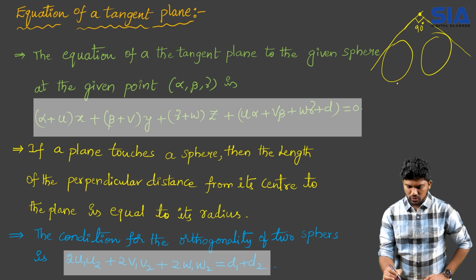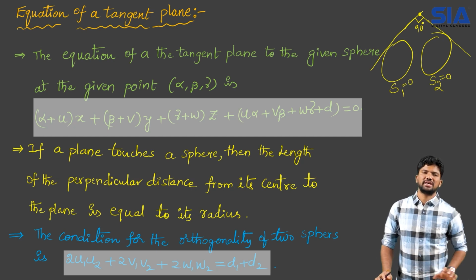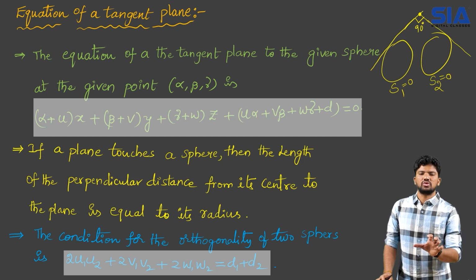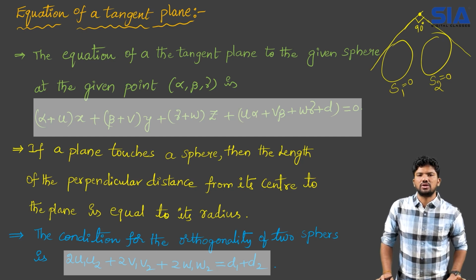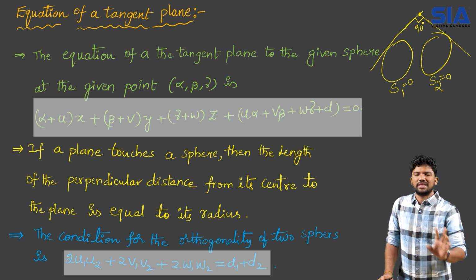Then these two spheres: sphere S1 you can take this, sphere S2 you can take this. S1 is equal to 0 and S2 is equal to 0. These two spheres are said to be orthogonal spheres, orthogonal to each other. So what is the condition to say that two spheres are orthogonal?